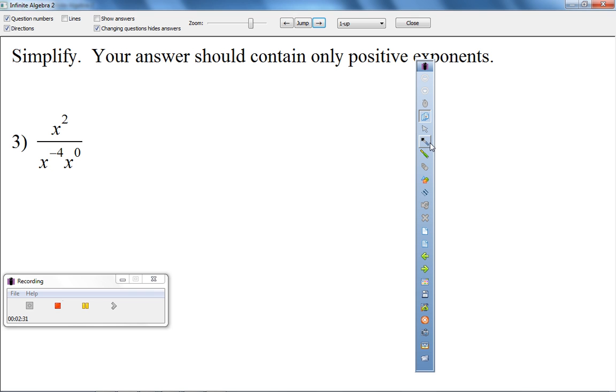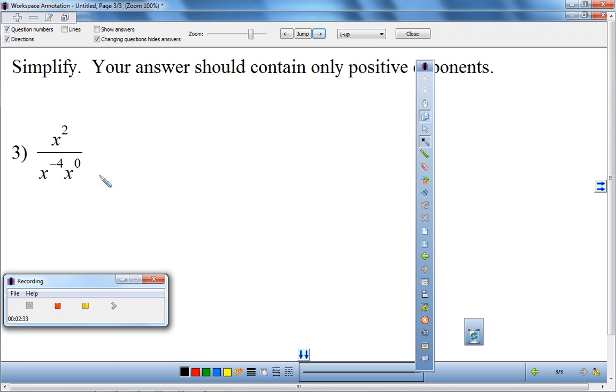Alright, number 3. This right here, we can just write that as 1. Anything with 0 power is 1. So we have x squared over x to the negative 4. So we end up with 2 minus negative 4. So it's going to be x to the 6th.